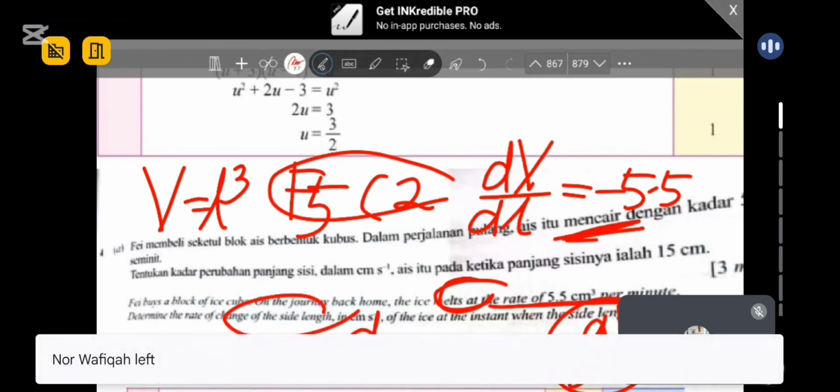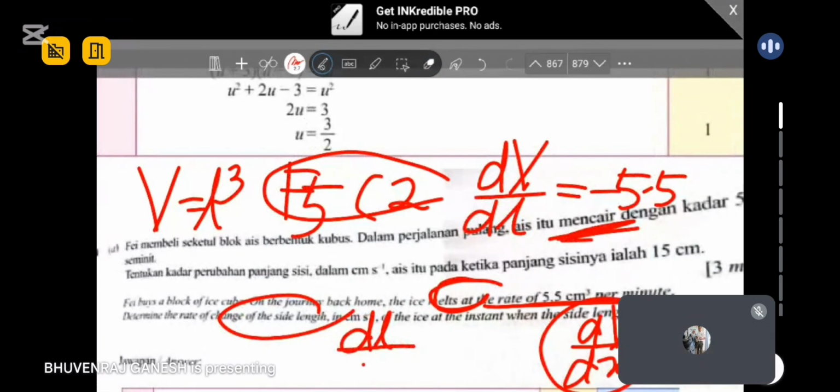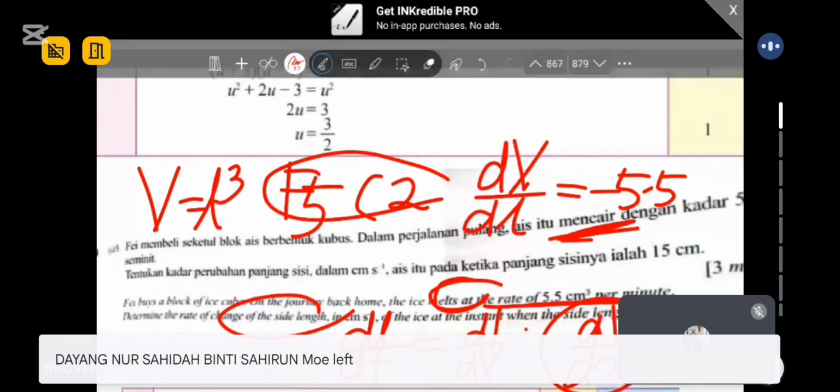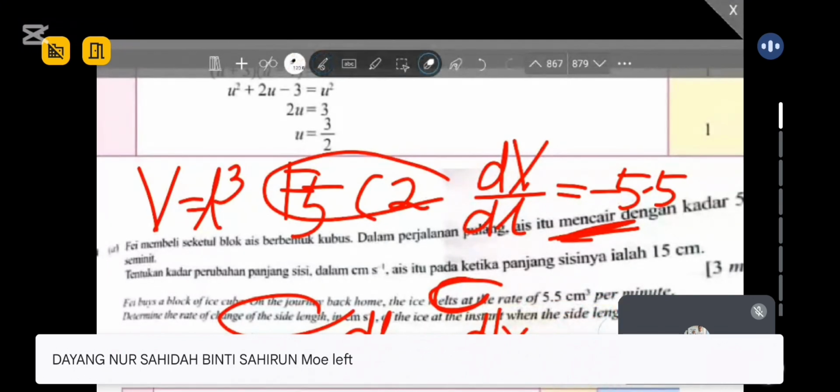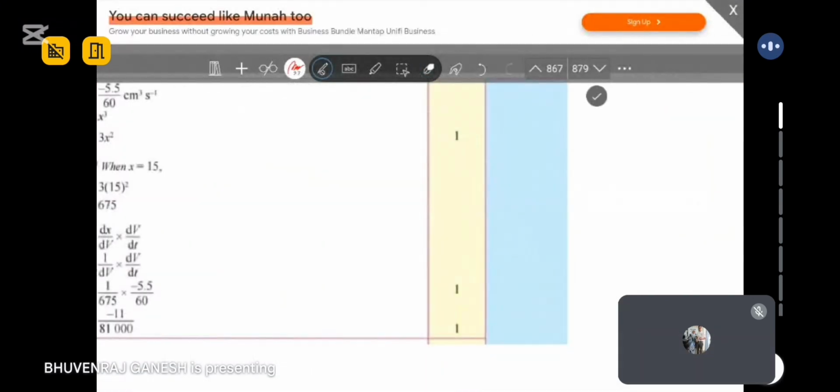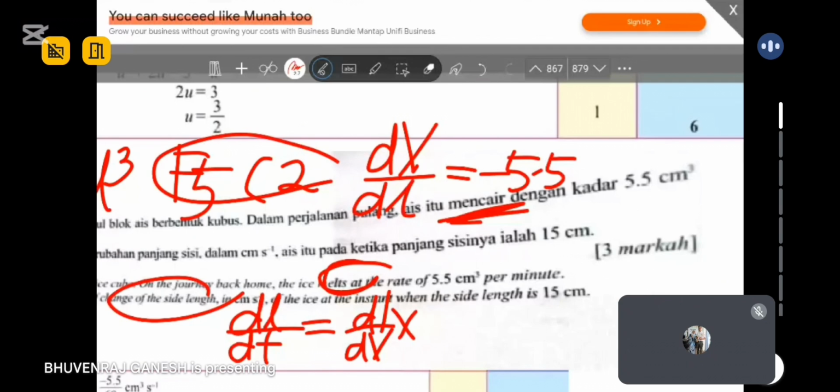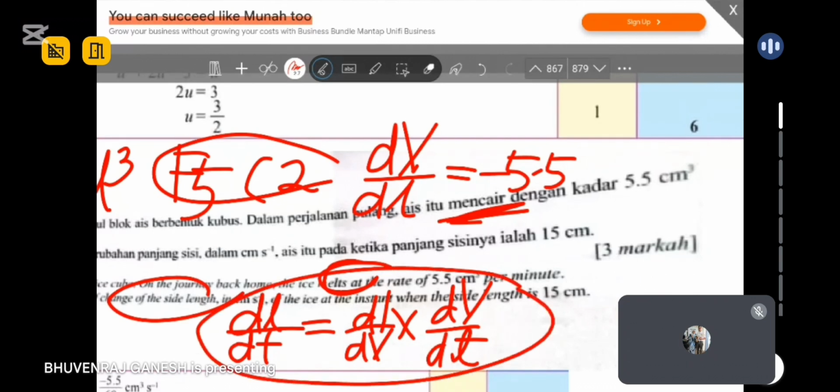Am I right? So means that you are finding dl over dt. Correct? dl over dt is equal to what? dl over dv times dv over dt. Am I right? This is going to be your chain rule. Ini adalah petua rantai kamu. Do you get me, guys? So this is what you must construct now. Are you clear all? Boleh faham, guys? So this is your chain rule now.